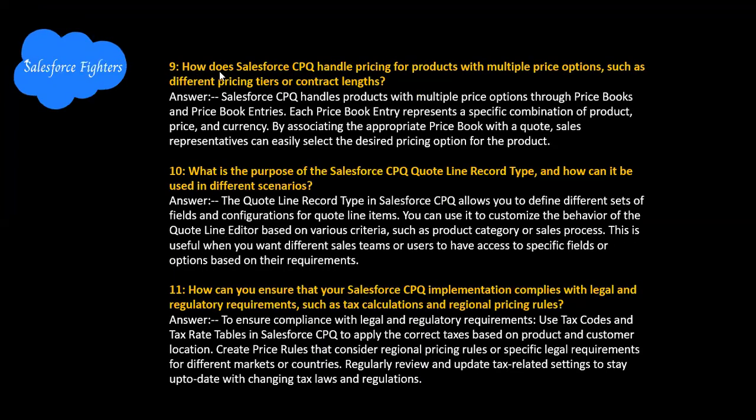Next question. How does Salesforce CPQ handle pricing for products with multiple price options, such as different pricing tiers or contract length? Salesforce CPQ handles products with multiple pricing options through price books and price book entries. Each price book entry represents and specifies the combination of the product, price, and currency. By associating the appropriate price book with the quote, sales representatives can easily select the desired pricing option for the product.